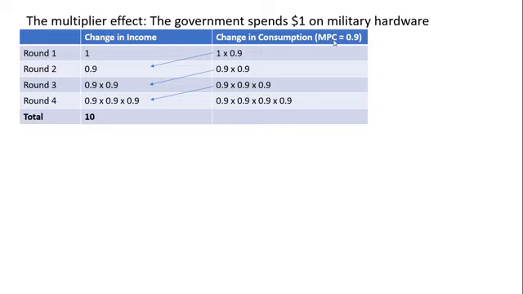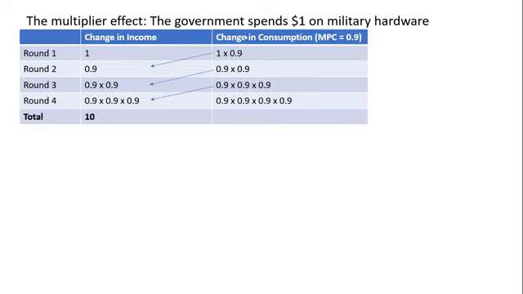Because the marginal propensity to consume, the MPC, is 0.9, the people in the defense industry will spend 90 cents of their new income on things like food and clothing. Okay, so that spending on food and clothing becomes new income for people in the food and clothing industry. Because the marginal propensity to consume is 0.9, the people in the food and clothing industry will spend 0.9 times 0.9 or 81 cents on other things, entertainment and so on. And that 81 cents or 0.9 times 0.9 becomes new income in some other industry, and this whole process repeats.